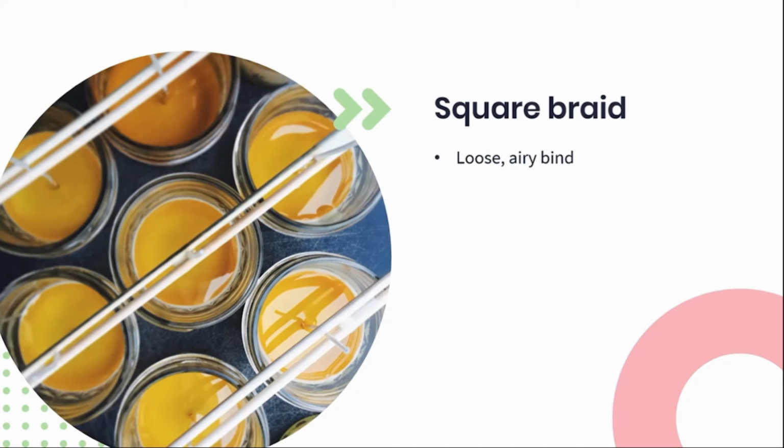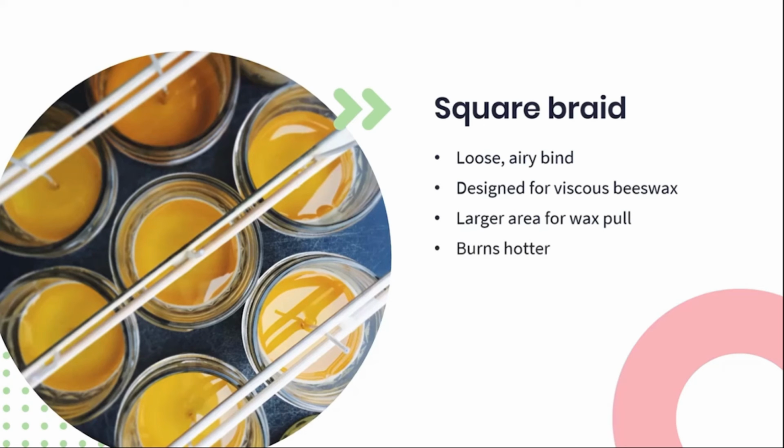Initially, these wicks were designed to be used in beeswax candles because this type of wax was far more viscous than paraffin wax. Viscous describes the thicker, stickier makeup of this wax. Because of the viscosity, beeswax required a wick that had an easier pull of the thick wax to transport it to the flame and burnt hotter to accommodate the higher melting point.